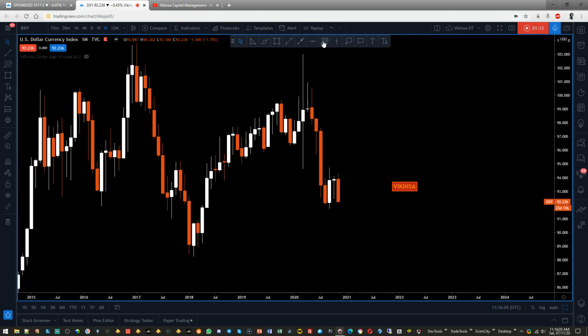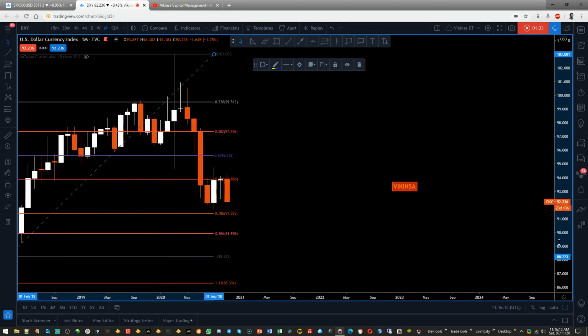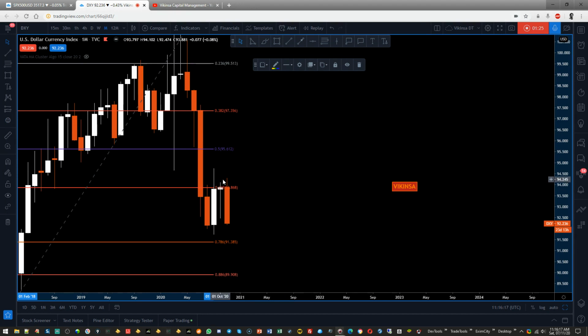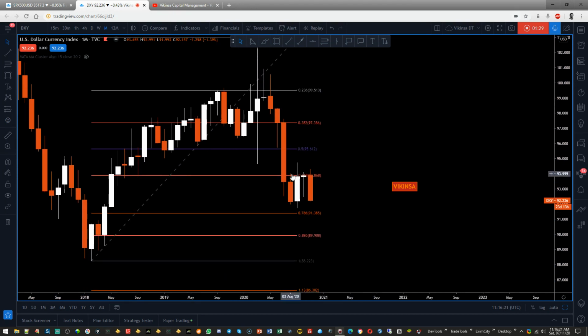So if I draw Fibonacci from this point to the topmost point, what we see is that the market came to 61.8 right there, and it failed to break through that. So that is why the market is actually falling now. That is acting as a resistance. The next level where the market can go is approximately here, 91.385, 91.4 to be exact.